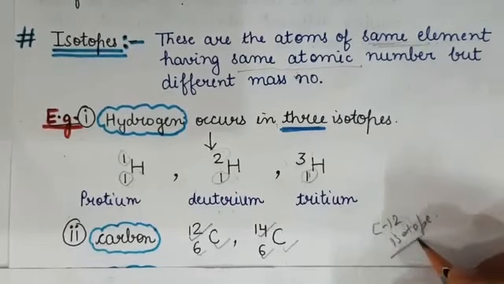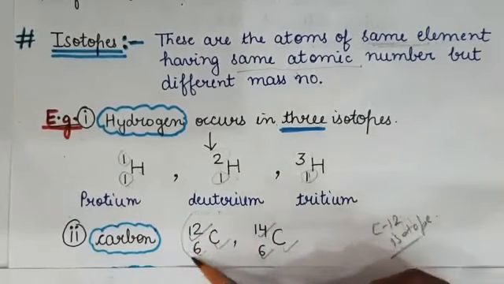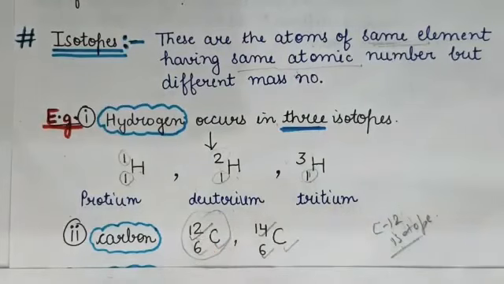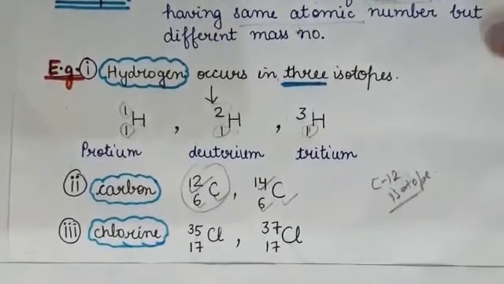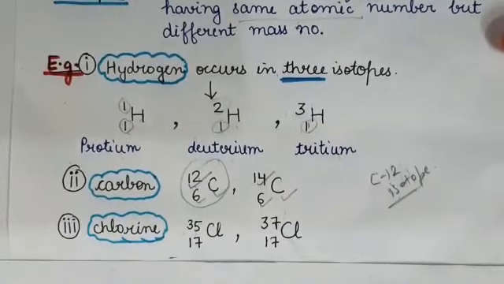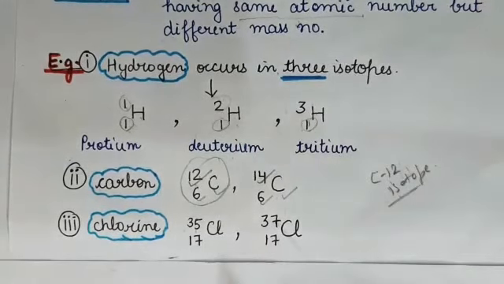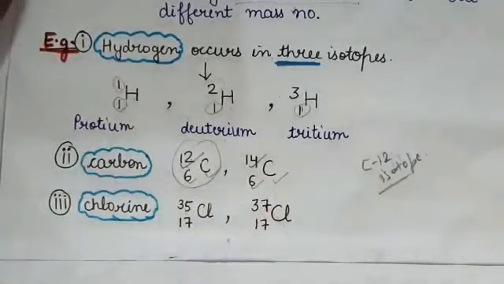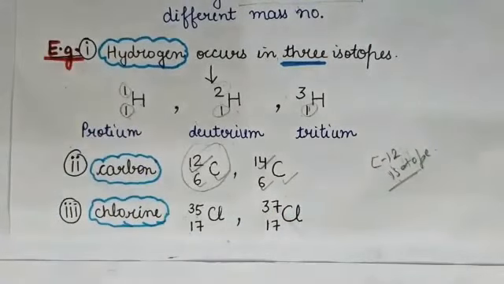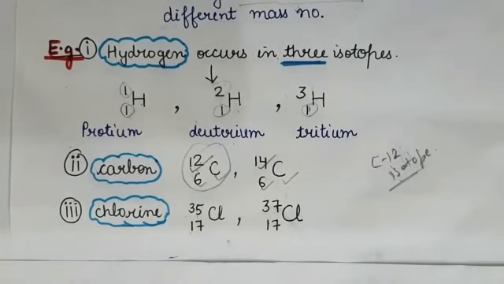So what does it mean? It is this carbon where the mass is 12. Okay, understood? The third example of isotope is chlorine. Chlorine exists in 2 isotopes, chlorine-35 and chlorine-37. Atomic number same, mass number different. Clear?